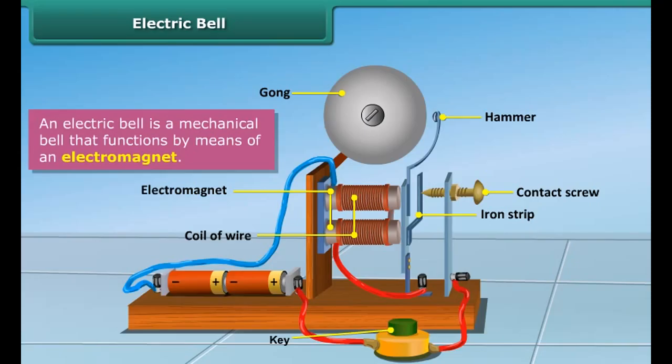The electric bell consists of a coil of wire wound on an iron piece. The coil acts as an electromagnet. An iron strip with a hammer at one end is kept close to the electromagnet. There is a contact screw near the iron strip. When the iron strip is in contact with the screw, the current flows through the coil, turning it into an electromagnet. It then pulls the iron strip. In the process, the hammer at the end of the strip strikes the gong of the bell to produce sound.